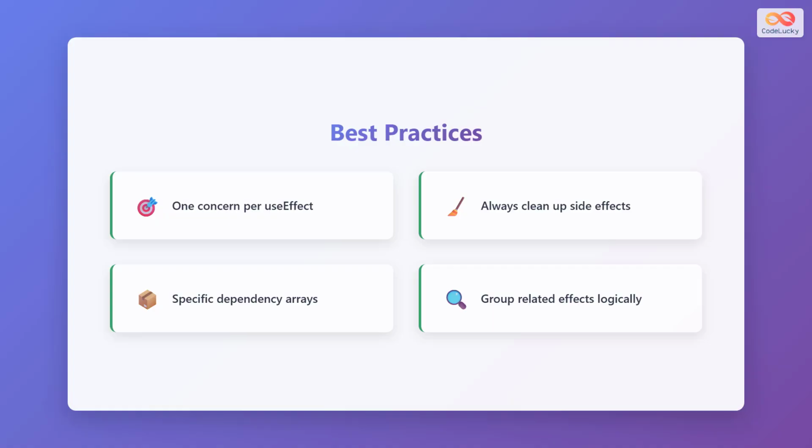Let's look at some best practices for using multiple useEffect hooks. First, one concern per useEffect. Each useEffect should handle only one specific task. Second, always clean up side effects. Make sure to include a cleanup function to prevent memory leaks and unexpected behavior. Third, use specific dependency arrays. Only include the dependencies that are actually needed for each effect. Fourth, group related effects logically. Keep effects that are related to each other close together in your code.